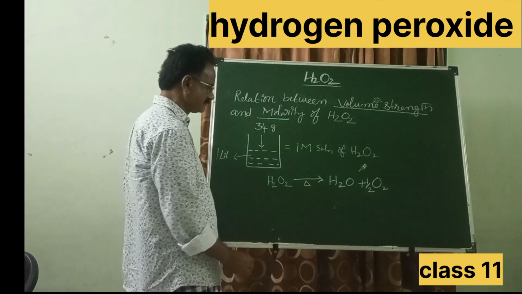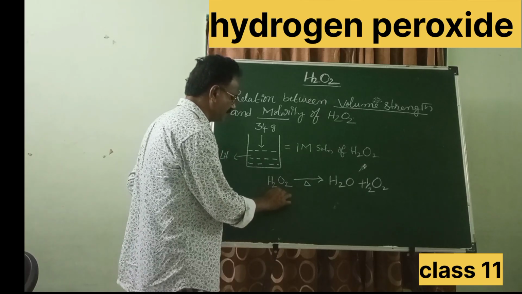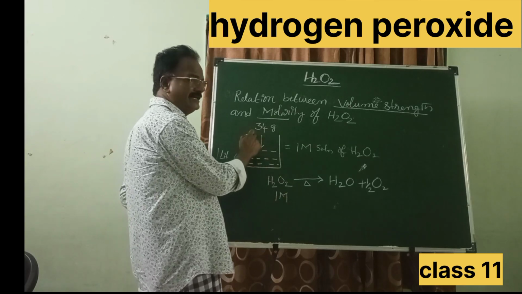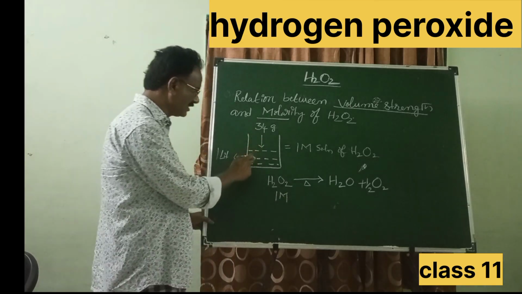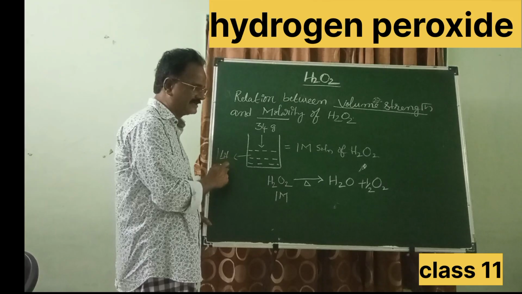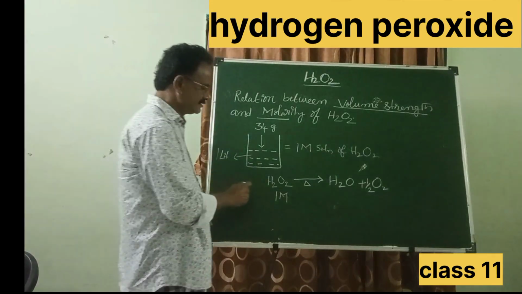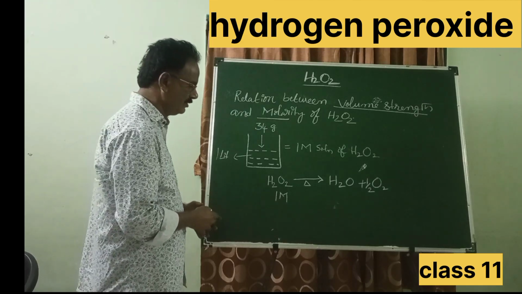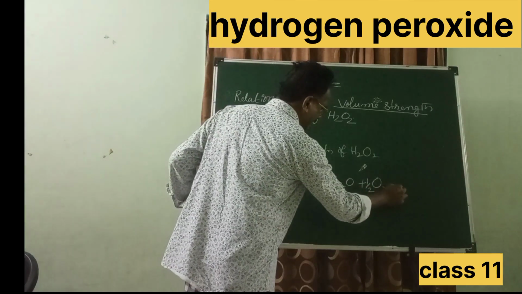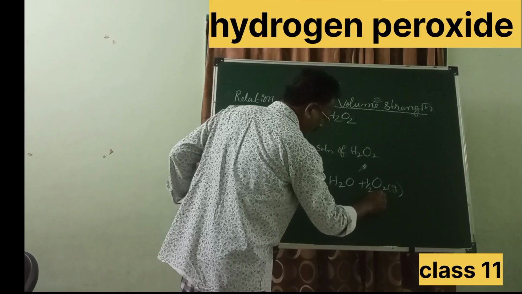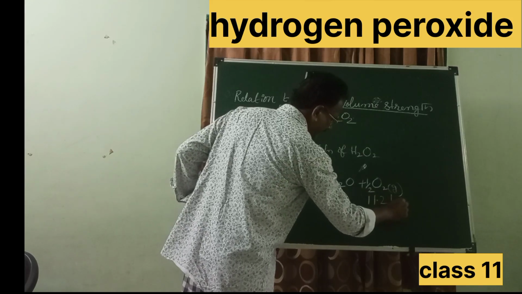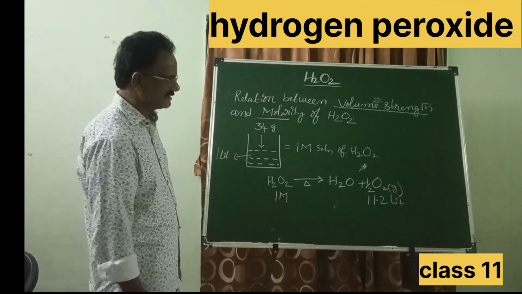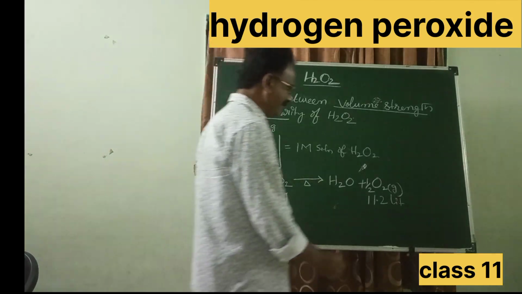So, here the molarity of H2O2 is 1 M, since we have a solution in which 34 grams of H2O2 is dissolved in 1 liter. Is it clear? So, when you heat the 1 M solution of H2O2, how much O2 gas do you get at STP? You get 11.2 liters at STP. Okay, 11.2 liters of oxygen at STP.